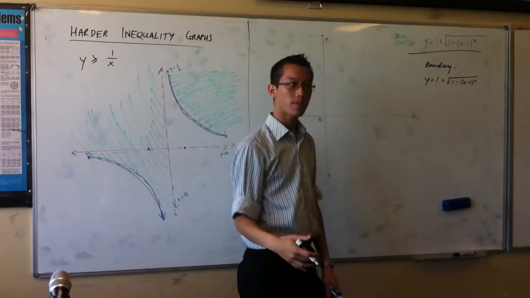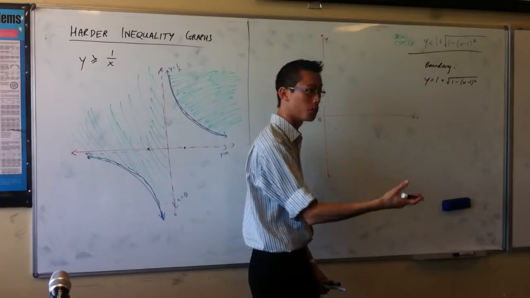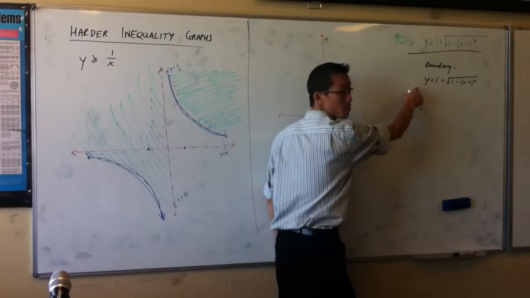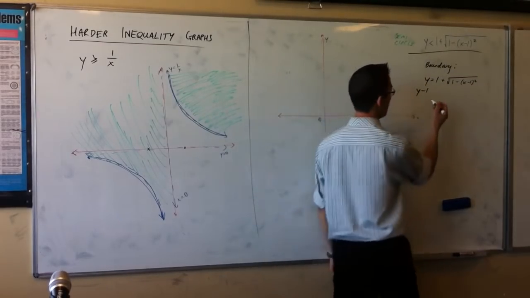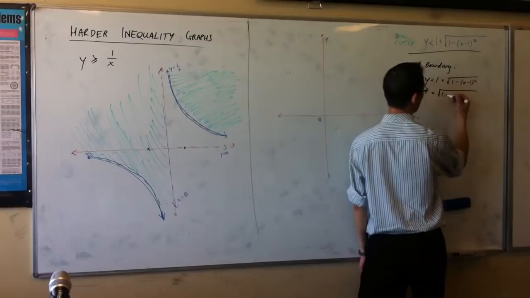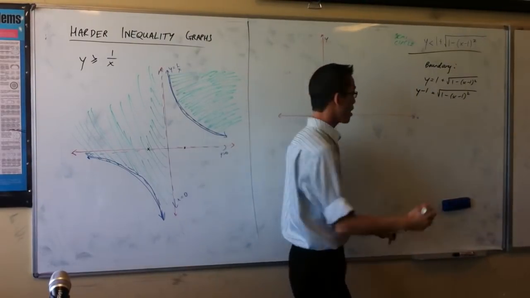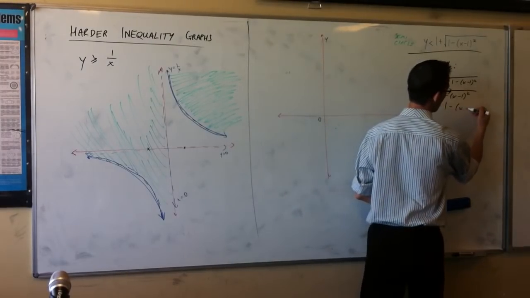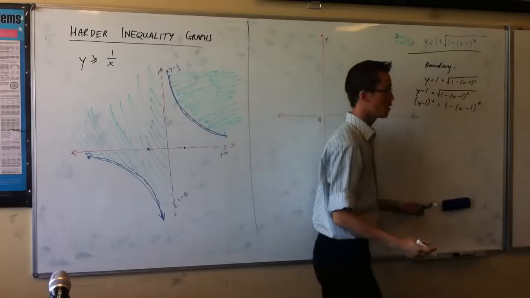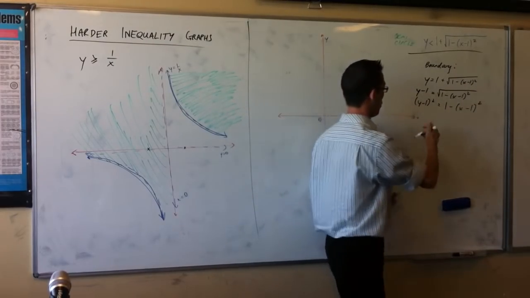Okay? So if I want to find out what circle this came from, I want to get it back into general form. So I'll kick this 1 over here so it becomes a minus 1. That leaves me with the square root. Now I can square, so I've got (y minus 1) all squared and that disappears. And then I bring my (x minus 1) squared over the other side.